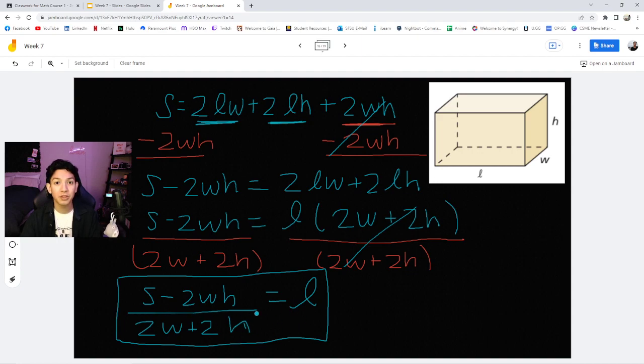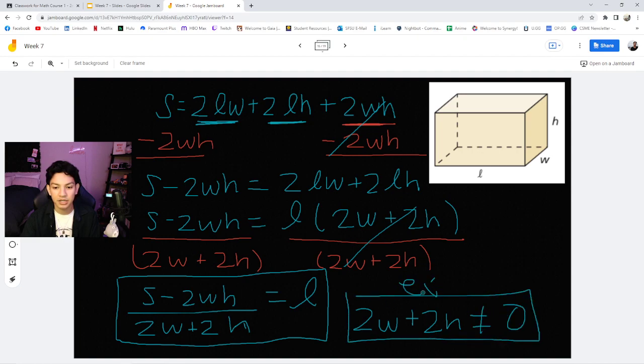And because we're working with a fraction, remember there is a possibility for an extraneous solution. So we just have to make sure that 2W plus 2H does not equal 0. So that is your extraneous solution, your XSOL. It's not the official abbreviation, but that's what we're going to be doing. That's pretty much what we did today.